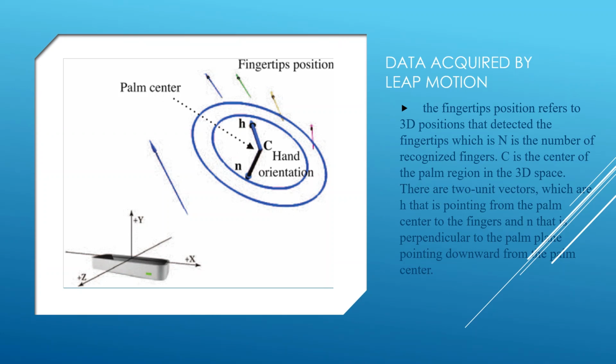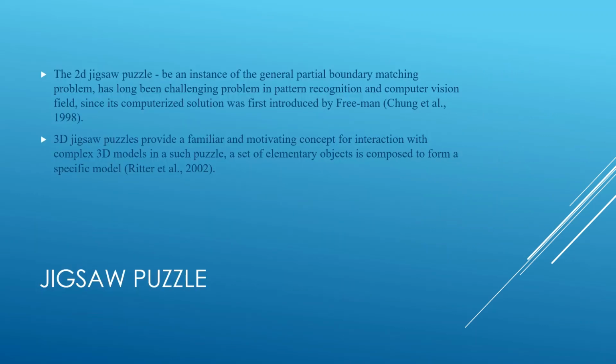The image on this slide is the data acquired by leap motion. The fingertip position refers to the 3D position of the detected fingertips, where N is the number of recognized fingers, and C is the center of the palm region in 3D space. There are also two unit vectors: one pointing from the palm center to the fingers, and one perpendicular to the palm plane, pointing downward from the palm center.